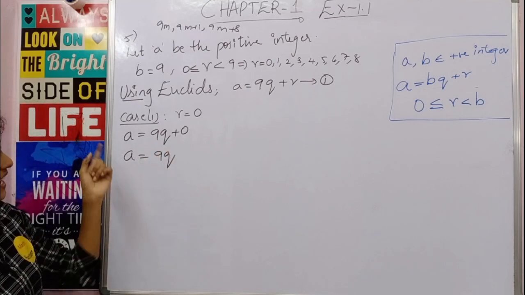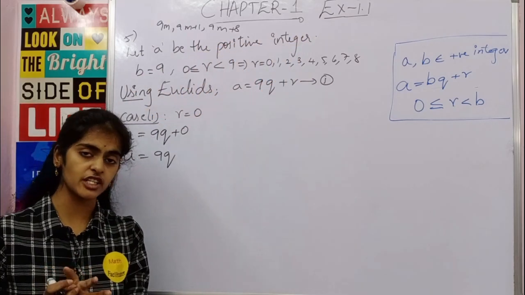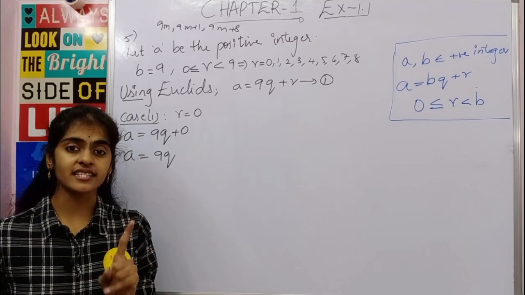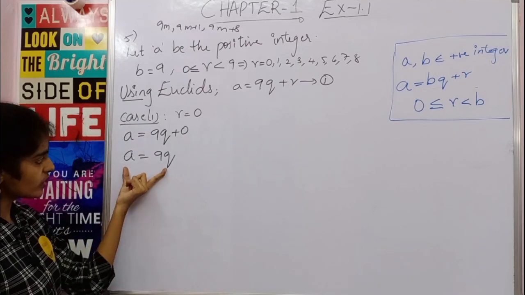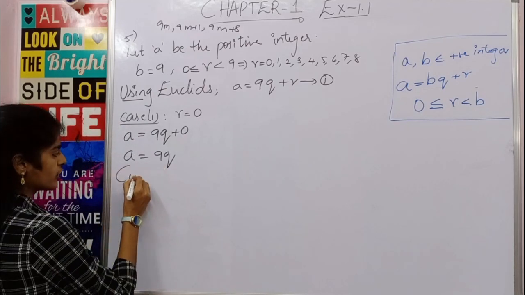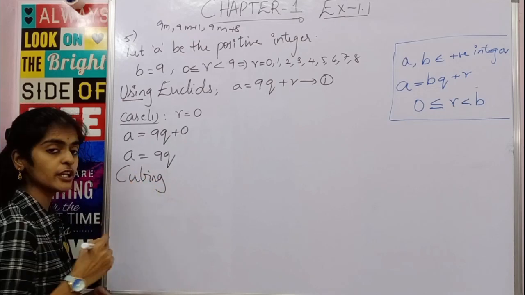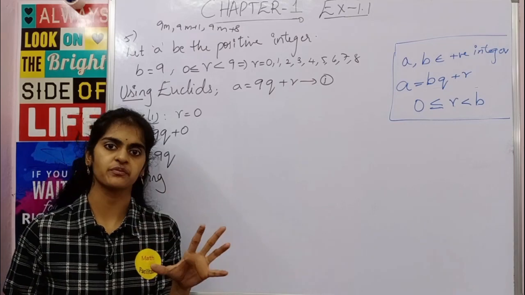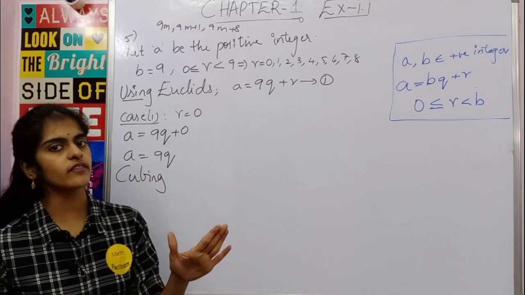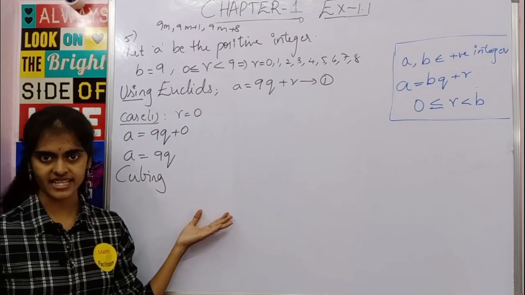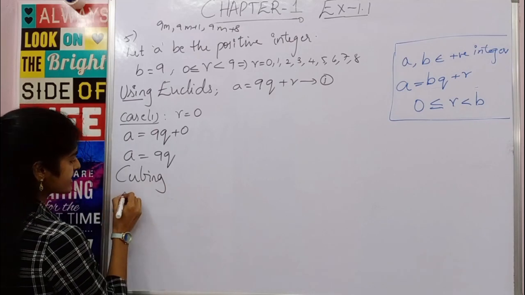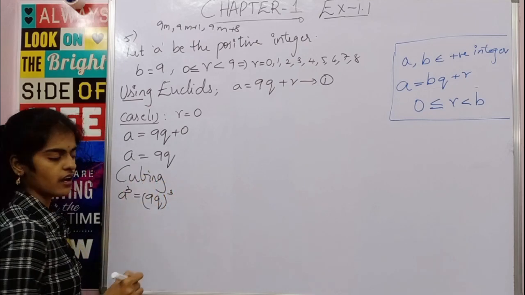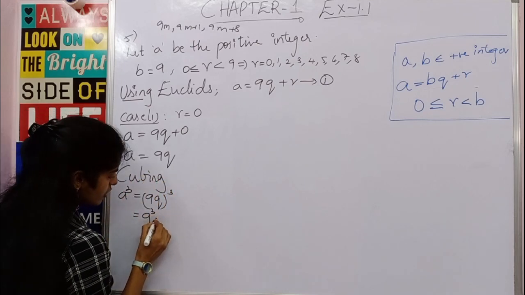Now what is a? A is a positive integer, but in the question you are asked to find the cube of any positive integer. Okay, so in the question they are asking you cube. Okay, that means you will cube this now. Okay, so cubing on both the sides. In the previous question you were asked to find the square of a positive number, so you squared. But here they are asking you the cube of a positive number, so you will cube on both the sides. Okay, so cubing on both the sides, a cube is equal to 9q whole cube. Okay, so this I can write as 9 cube into q cube.